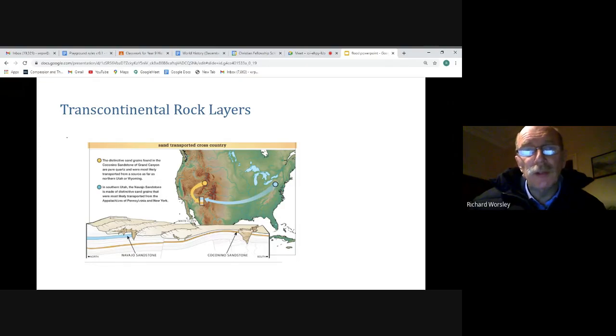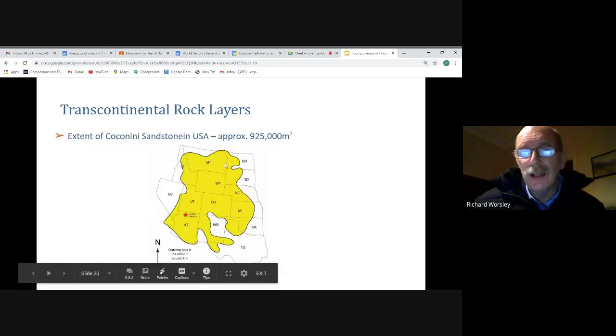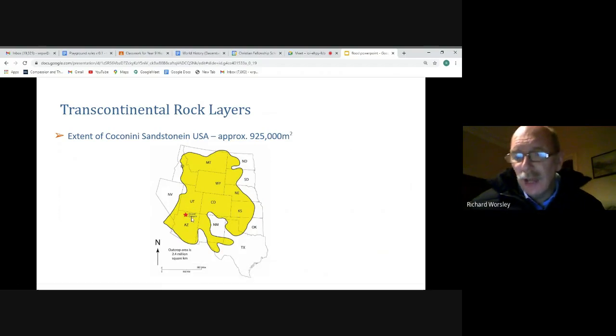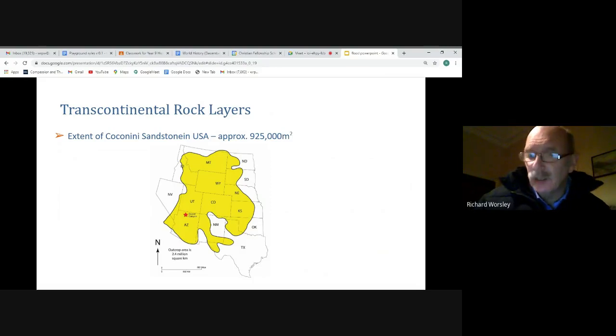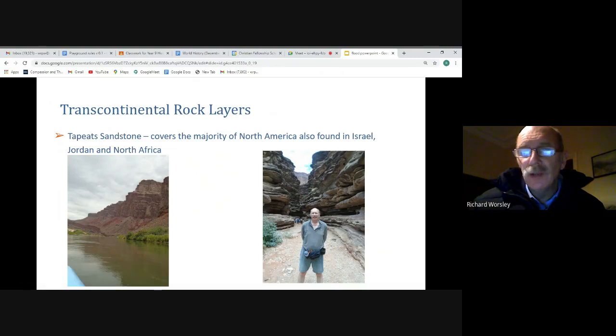I then talked about the concept of transcontinental rock layers, things like the Coconino sandstone, which can be found all over the western states of America. That's not really conducive to something that happened as a localized flood or catastrophe. It would suggest a worldwide catastrophe. I then explained that features like the Tapeats sandstone can be seen not only in the Grand Canyon in North America, but also in Israel and North Africa, again indicating a worldwide deposition rather than a local one.